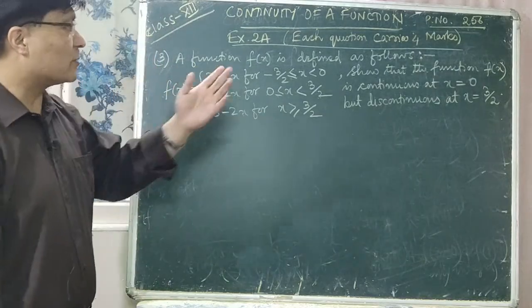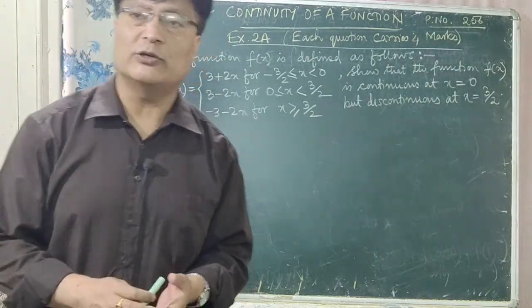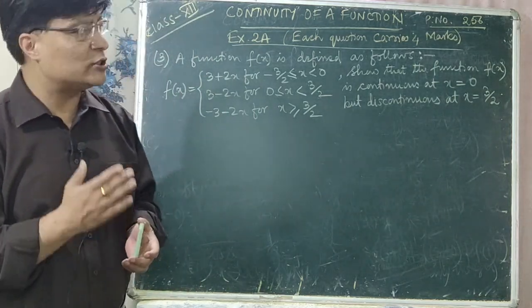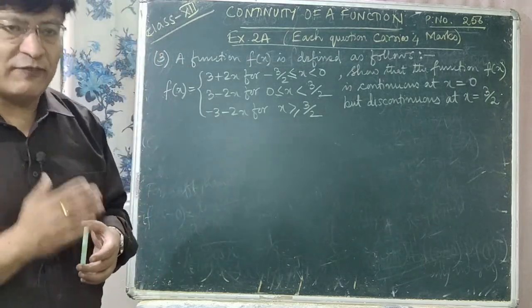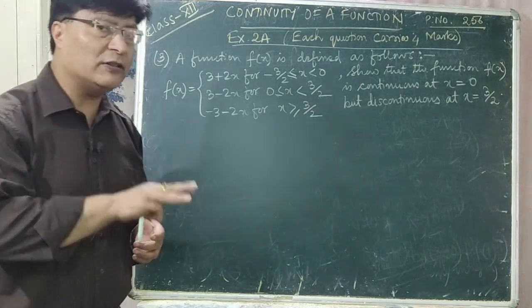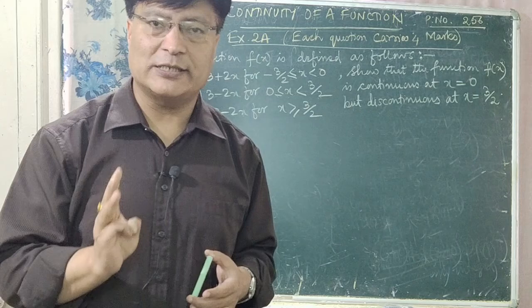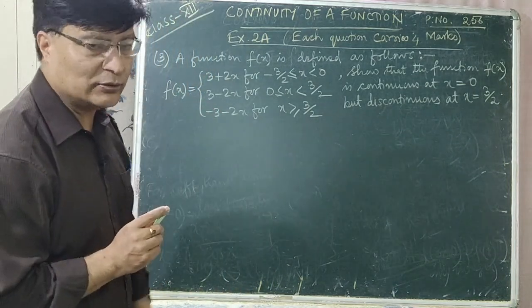So let us do the first part now. You have to show that the function f of x is continuous at x is equal to 0. That means you have to find out the right hand limit at x is equal to 0, left hand limit at x is equal to 0, and the value of the function when x is exactly equal to 0. If all these three are equal, then it is continuous, otherwise it is discontinuous, right? So let us check at x is equal to 0.